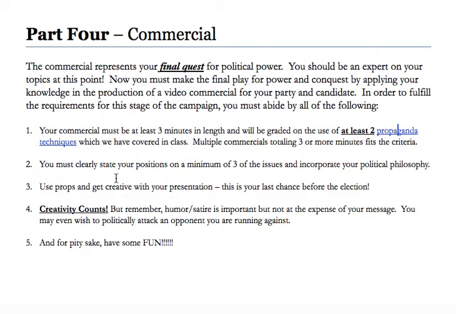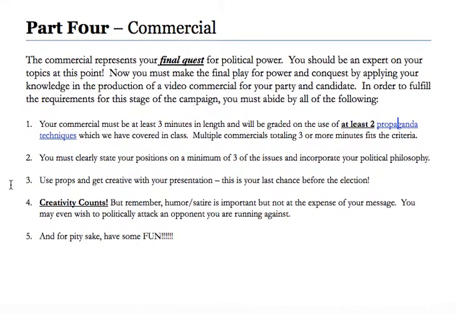Number two, you must clearly state your positions on a minimum of 3 of your issues in your political philosophy. So hit on 3 of those important issues. It doesn't matter which 3. And then you can use props. Be creative. This is your last chance before the election.